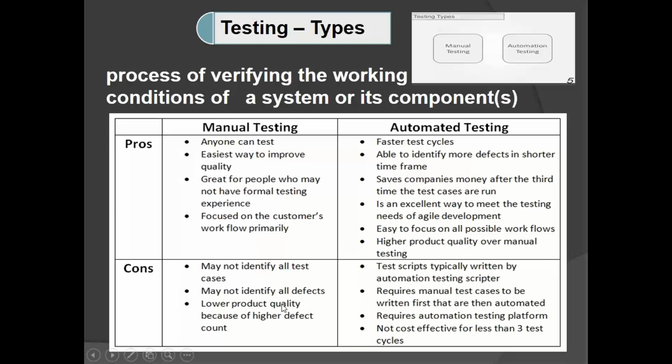And coming to cons of manual testing: it may not identify all test cases, may not identify all defects, and gives lower product quality because of a higher defect count. Disadvantages of automated testing are that test scripts are typically written by an automation testing scripter, it requires manual test cases to be written first that are then automated, it requires an automation testing platform, and it is not cost effective for fewer than 3 test cycles.